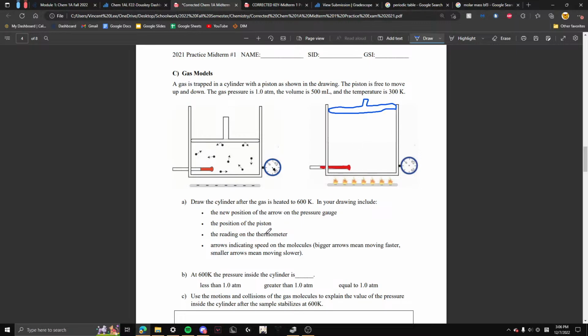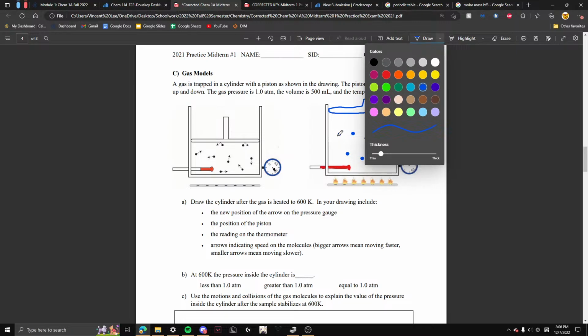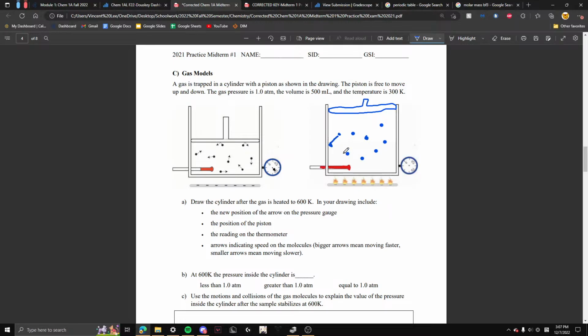Up the reading. Big arrows mean moving faster. Small arrows mean moving slower. Probably. Wait, 1, 2, 3, 4, 5, 6, 7, 8. And then the arrows on these would be longer, I think, because they have more temperature, which means higher kinetic energy, right? So they're moving faster. God, I suck at drawing arrows. And then the pressure, however, would stay the same, because the volume is able to move. So the volume moves and the pressure stays the same. So nothing really happens to the pressure.